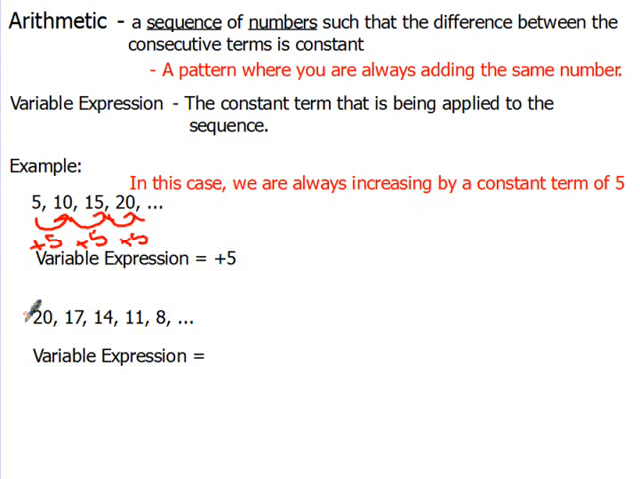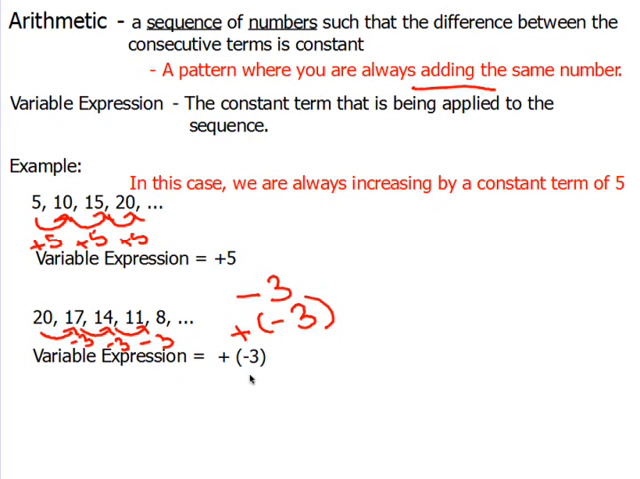Now, you could look at this and say, well, I'm going down by 3 each time, so I'm subtracting 3, subtracting 3, subtracting 3, and so on. But just like we set up here, you are always adding in an arithmetic sequence, so you need to figure out what you need to change it to addition. If I'm going minus 3, I need to figure out what's the same as that with plus. Taking 3 away is the same as adding a negative 3. So your variable expression in this one would be plus a negative 3.